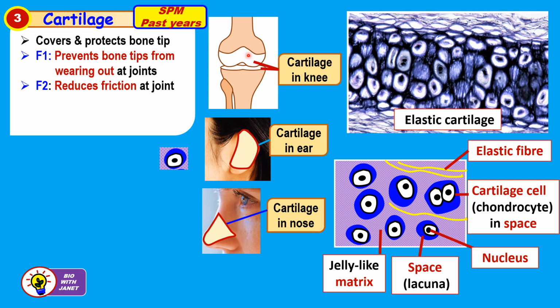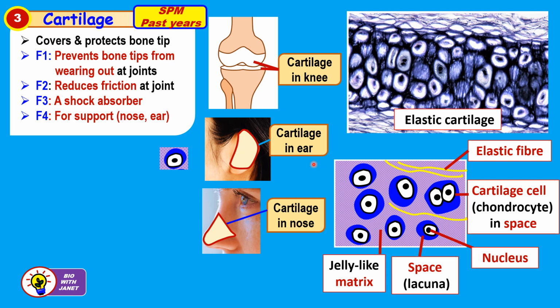And this is the femur with the cartilage at its end here. And this is the tibia bone with the cartilage at the tip here also. So cartilage prevents bone tips from wearing out at the joints and reduces friction at the joints. It also acts as a shock absorber because it is a bit softer than bone.